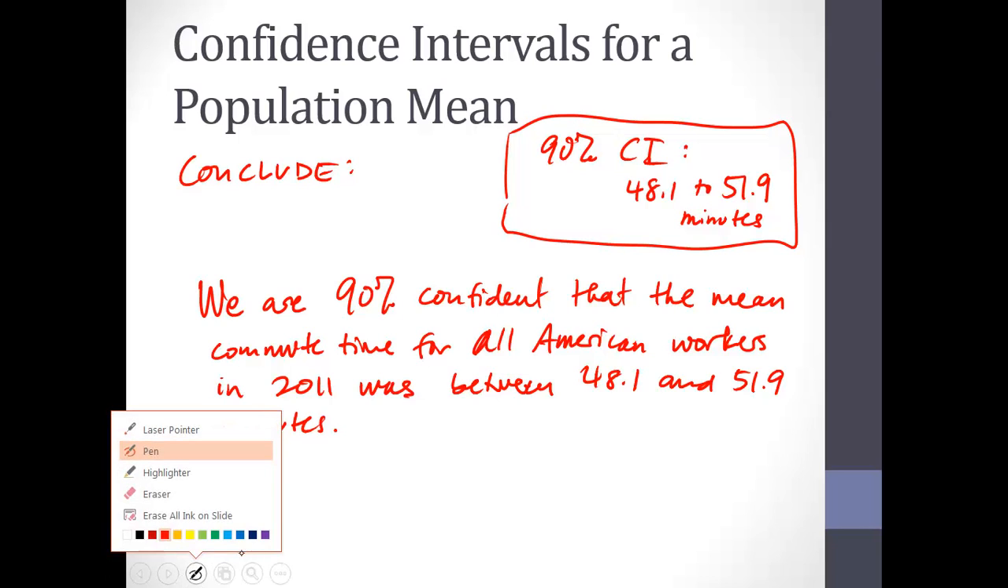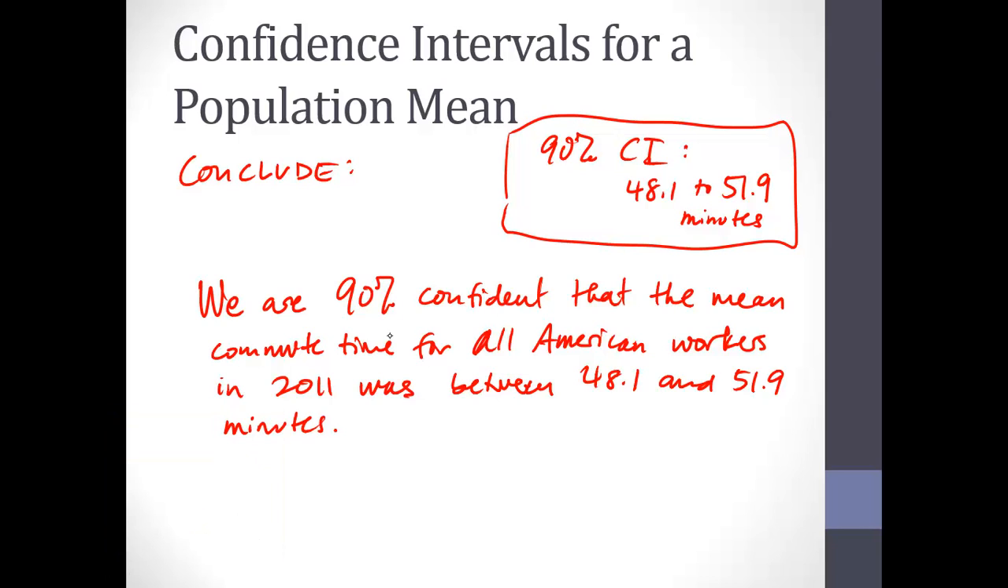And again, I would encourage you to use this as a template. Fill in what your confidence level is. So we're blank % confident, and then that the mean commute time for all American workers in 2011. So that's mu, right? That's our population mean, and then say what the two numbers of your confidence interval were. So it's very important to go past calculating what the confidence interval is and say what it means. And here's what it means. Questions or comments, or is everyone okay with what we're doing here?